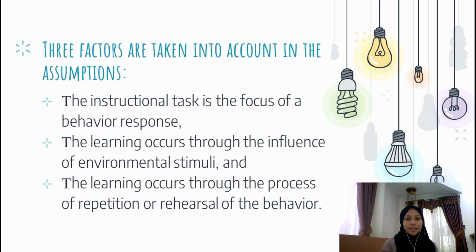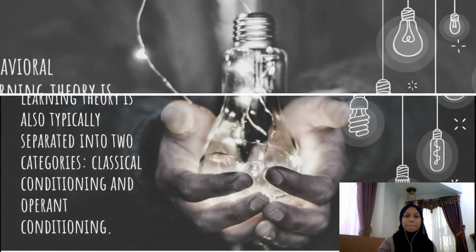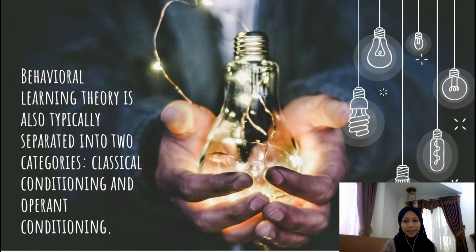The first one is the instructional task is the focus of a behavior response. The second one is the learning occurs through the influence of environmental stimuli. And the third one is the learning occurs through the process of repetition or rehearsals of the behaviors. Behavioral learning theory is also typically separated into two categories. The first one is classical conditioning, and the second one is operant conditioning.